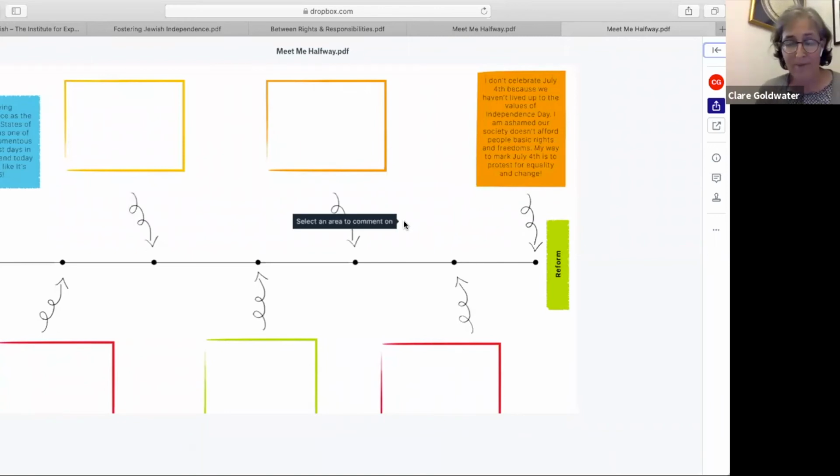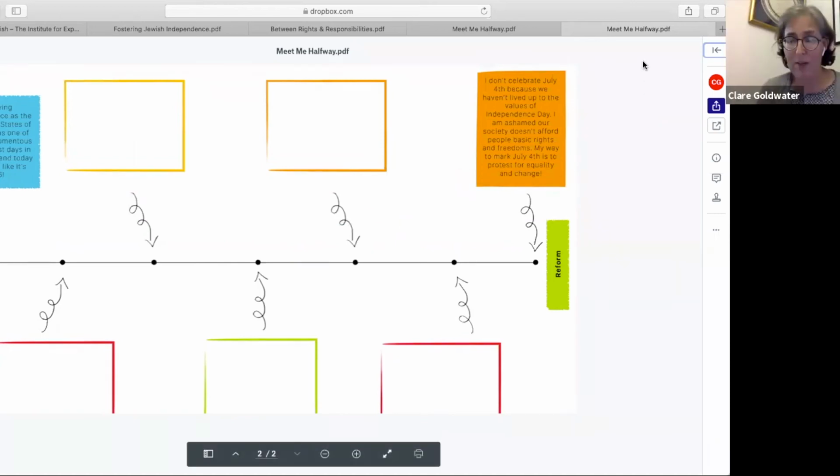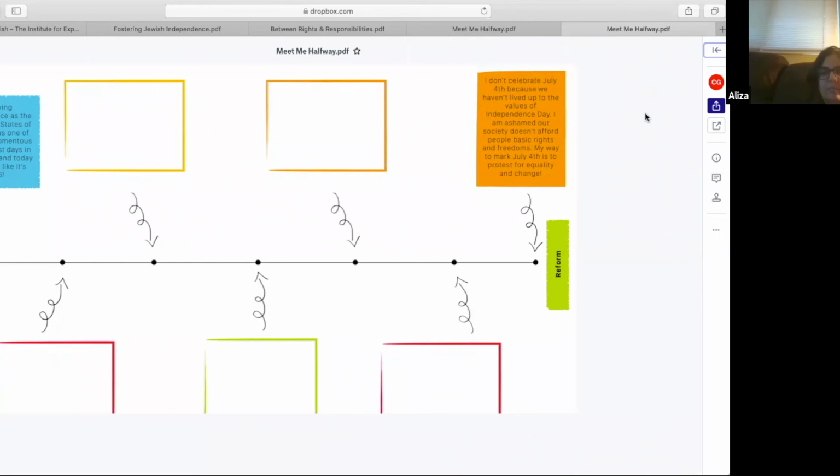The design team trying to optimize. Somebody has got noise in the background. If you could put yourself on mute, that would be great. Thank you.